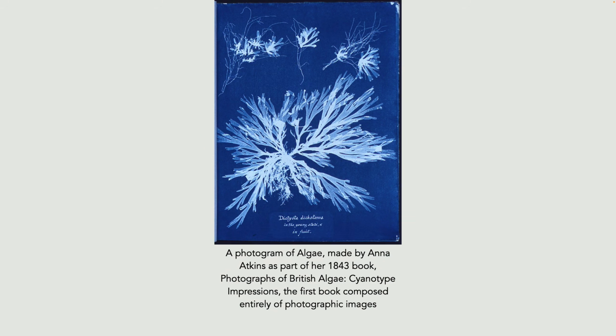This is the first book of photographs, published the year before by Anna Atkins, an English botanist and photographer, a pioneer in the use of the cyanotype, which was a photographic printing process that produces this cyan blue print. They later became known as blueprints. It was a photographic recording process invented by John Herschel, of which more later.